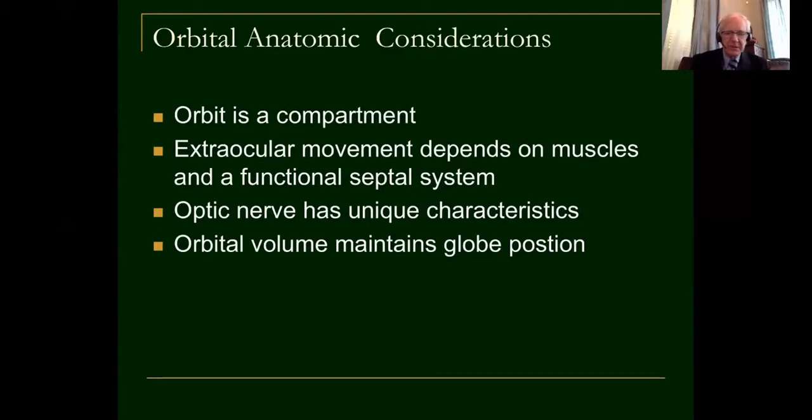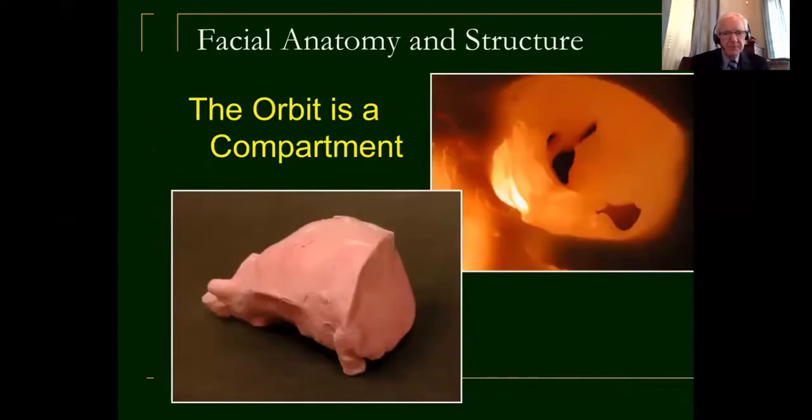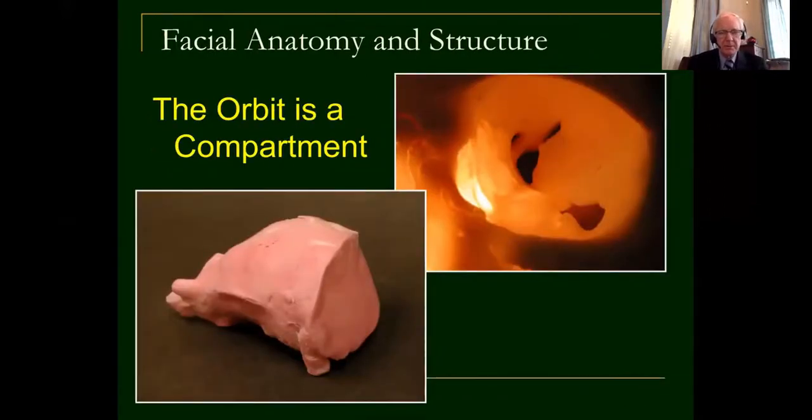The optic nerve itself has unique characteristics. And the other, in the full face, the orbital volume maintains globe position. So if one orbit is out of place compared to the other in some type of injury, the globe position is affected. So here's our compartment.